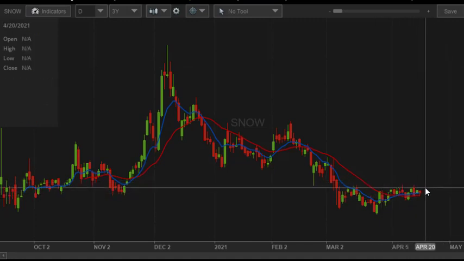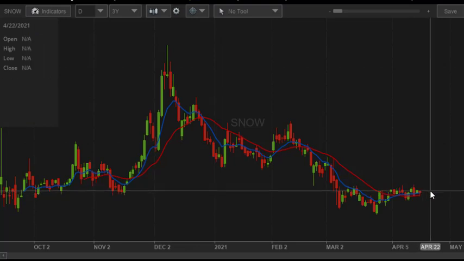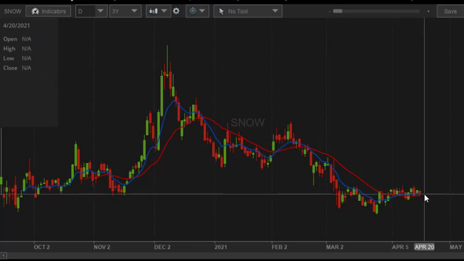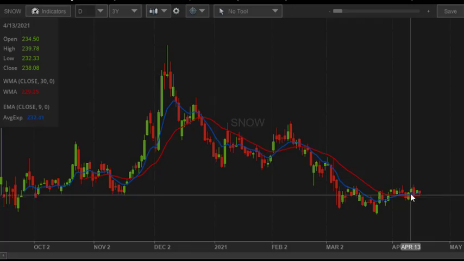I understand this is a little bit bigger stock, but if you want a position in Snow, we did get the daily chart crossover, meaning we could see some more upward price action from here.